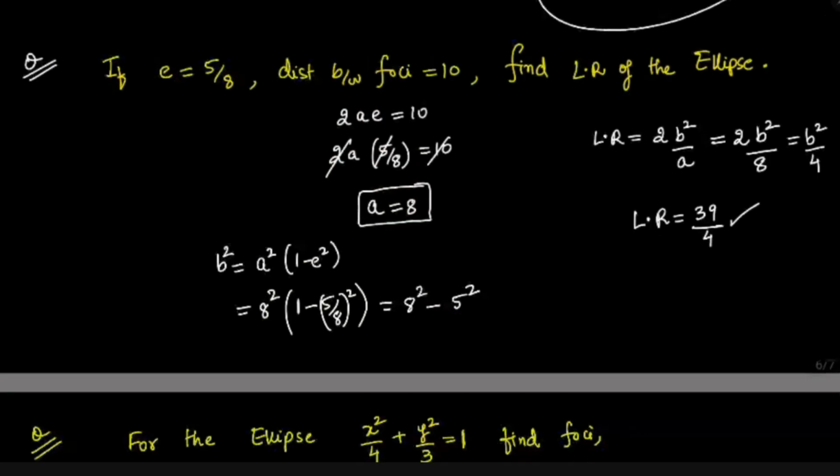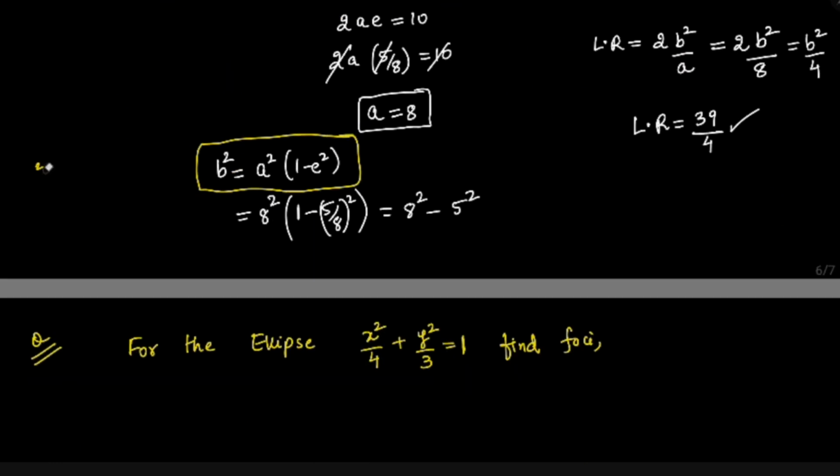And let's see one more question. For the ellipse x square by 4 plus y square by 3 is equal to 1, find everything. Sir, in the above question, can't we find the b value by substituting 1 minus b square by a square equal to 5 by 8? Yes, we can find. This is the same only, no? This is the same as saying e square is equal to 1 minus b square by a square. Same thing.